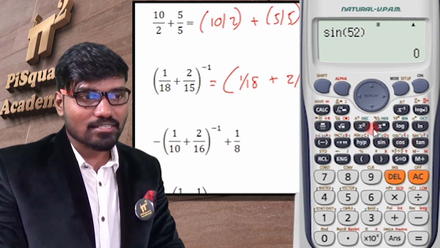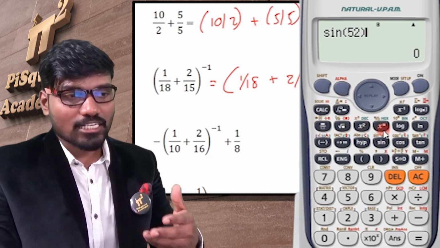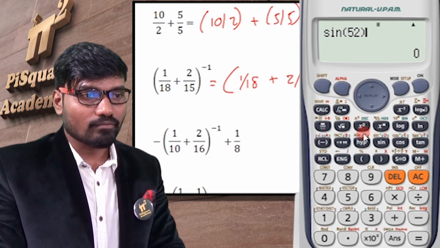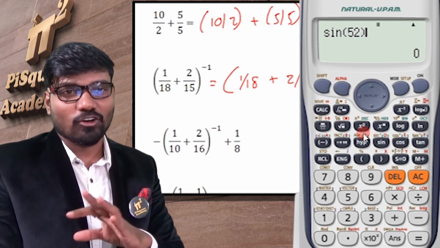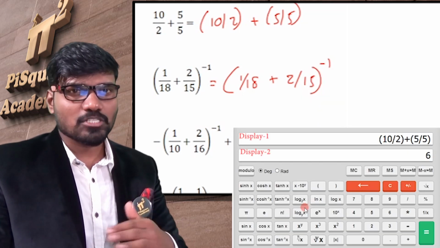But if you have x here, we need to enter the value of x first, then the operation. This is an important point. We should be careful here. This is how our lovely Casio calculator works. I think all of you are aware of it. Let's apply the same principle here also.